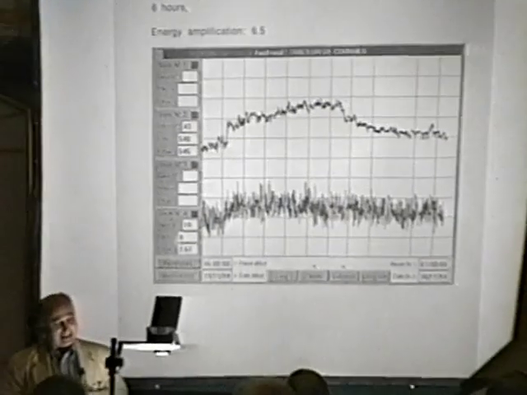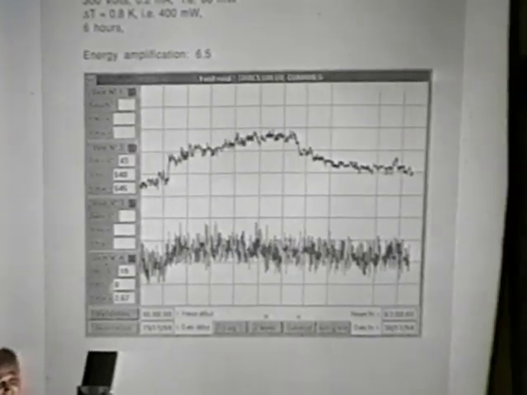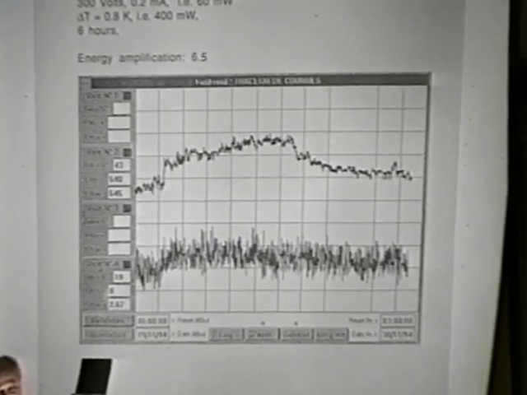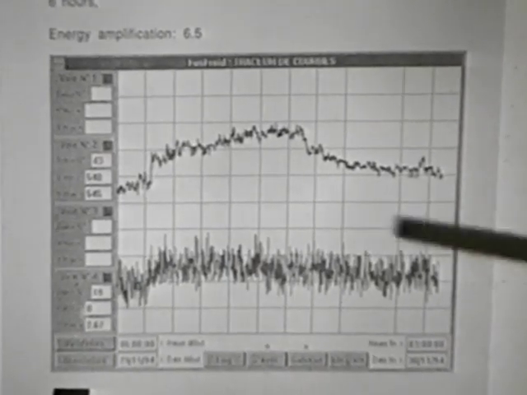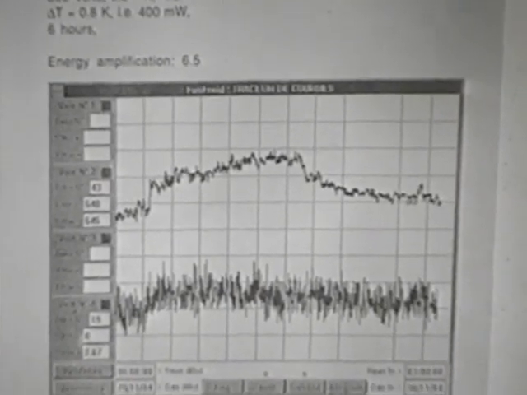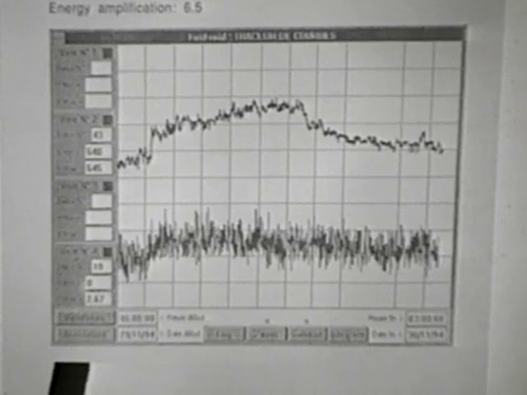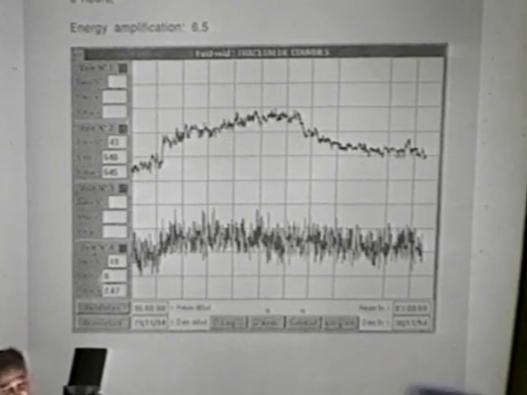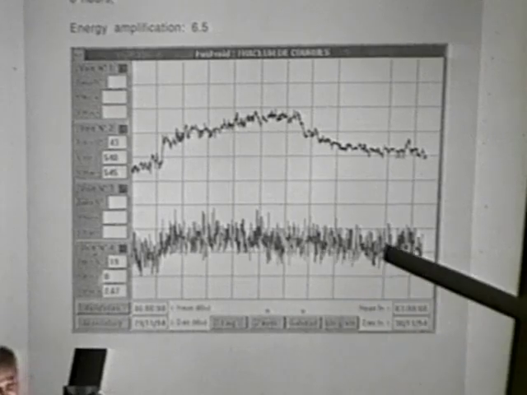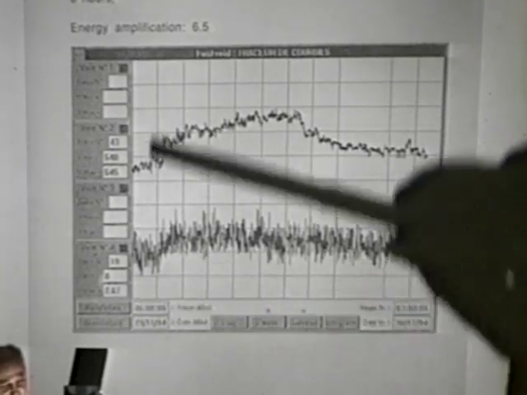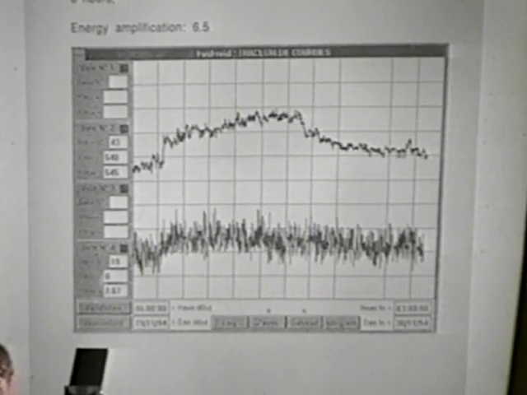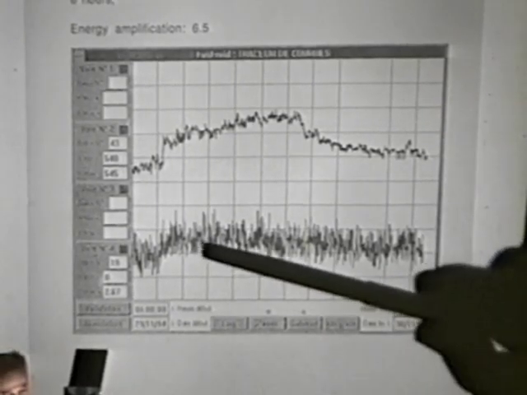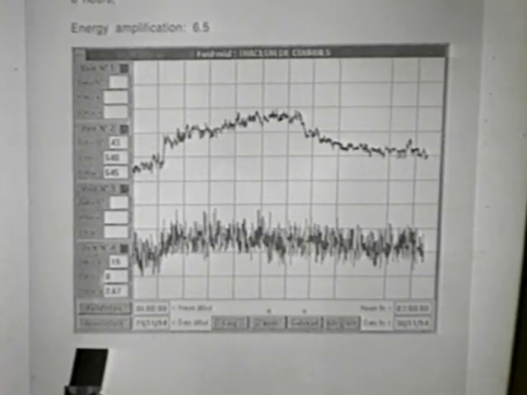We put through the sample 0.2 milliamp, and that's about 60 milliwatts, and the temperature rise corresponds to roughly 400 milliwatts. That is an energy amplification of 6.5. It's not 6.5%, it's 650%, right? Here we see some slight increase in neutrons. It's very, very low. Full scale is 2.67 counts per second, so forget about it. This is very limited.